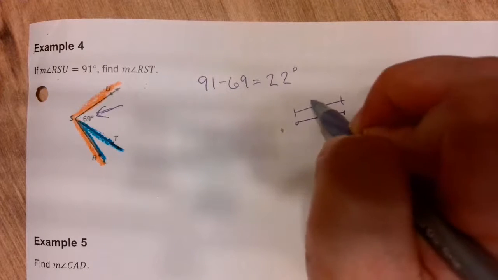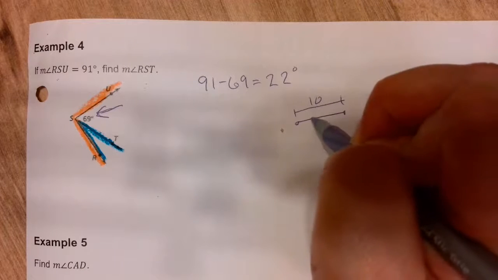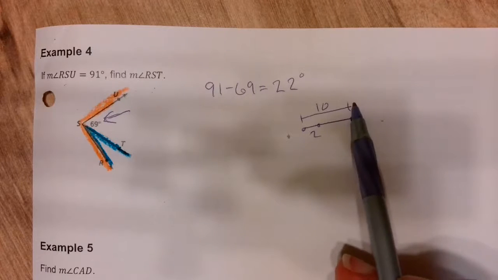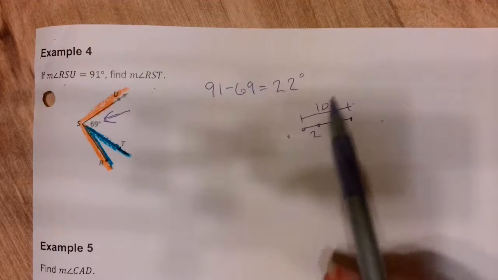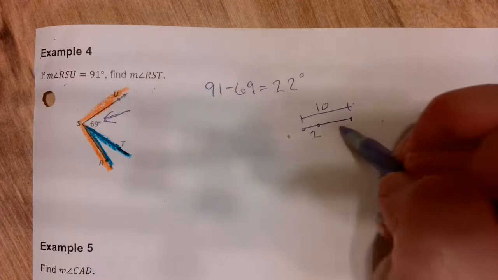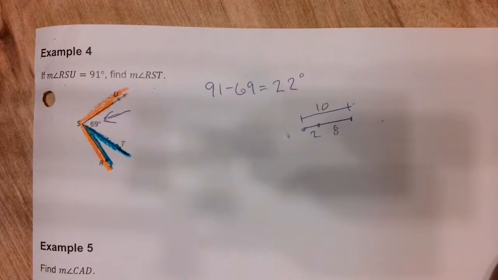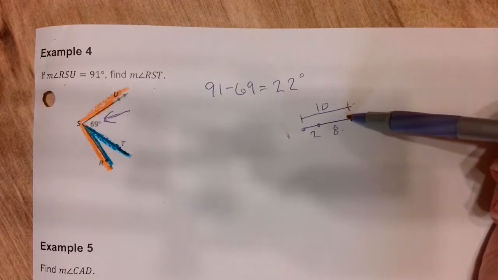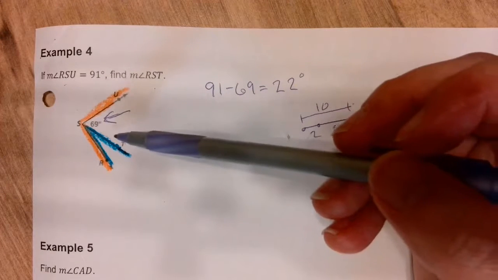This is very similar. We had something like this type of problem where the whole length is 10, this piece is 2, and we said you take it away and you would get 8 because 10 minus 2 is 8. We're doing the same thing. This is called segment addition. This is called angle addition. Here, find the measure of angle CAD. Where is CAD?